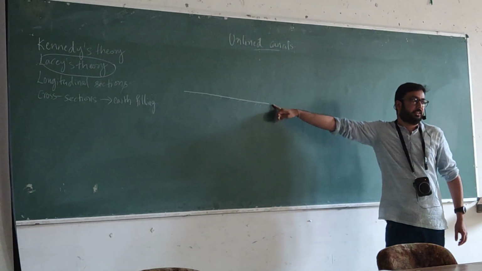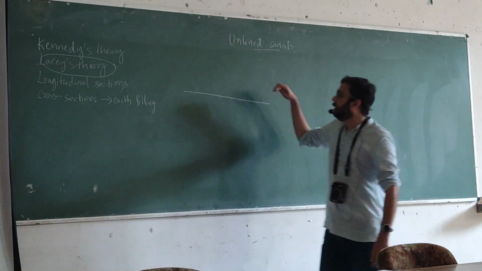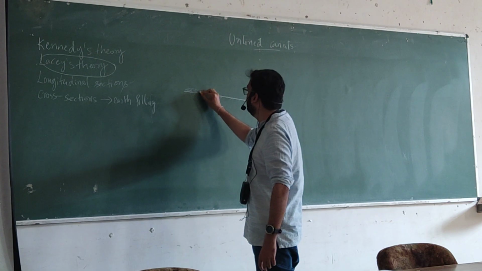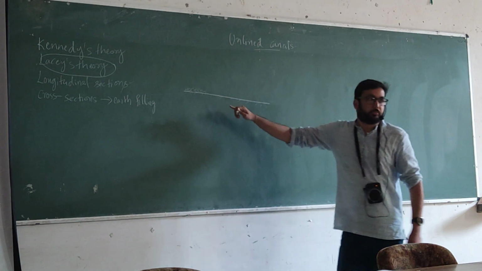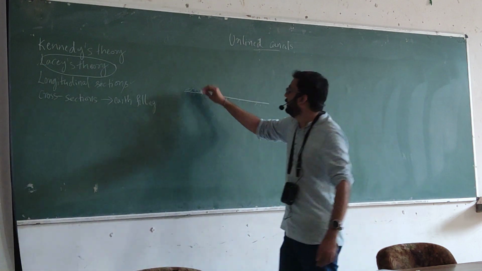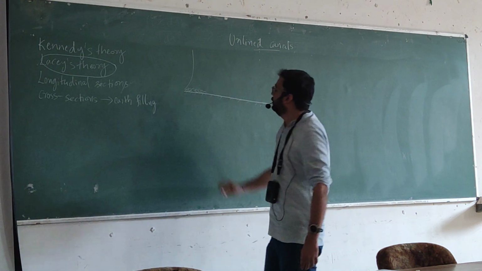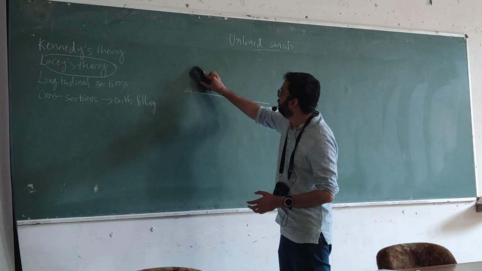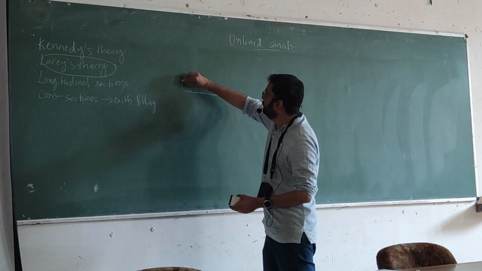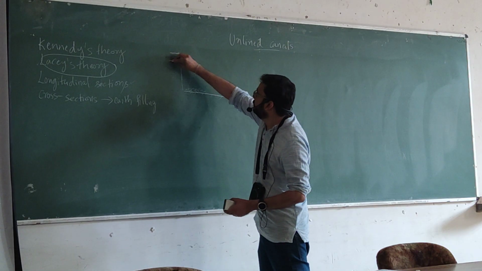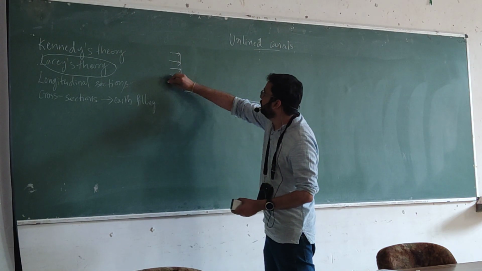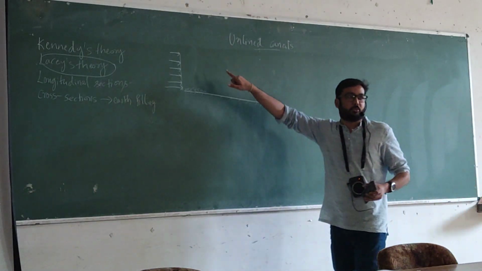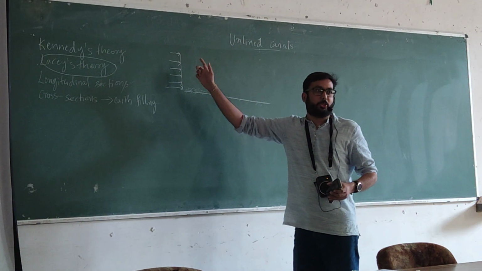What is this? Bed. It's a bed of the channel. And what are these? Sediments, earth's material, right? So what is this? Uniform flow. So you have uniform velocity distribution.